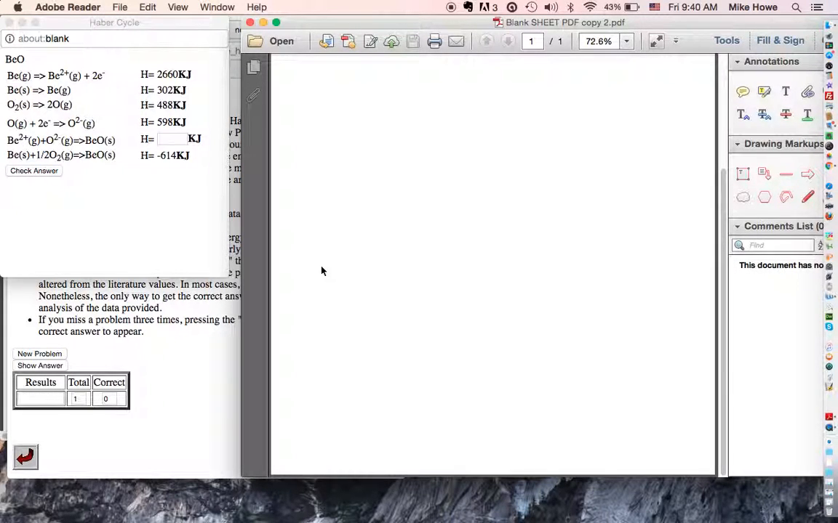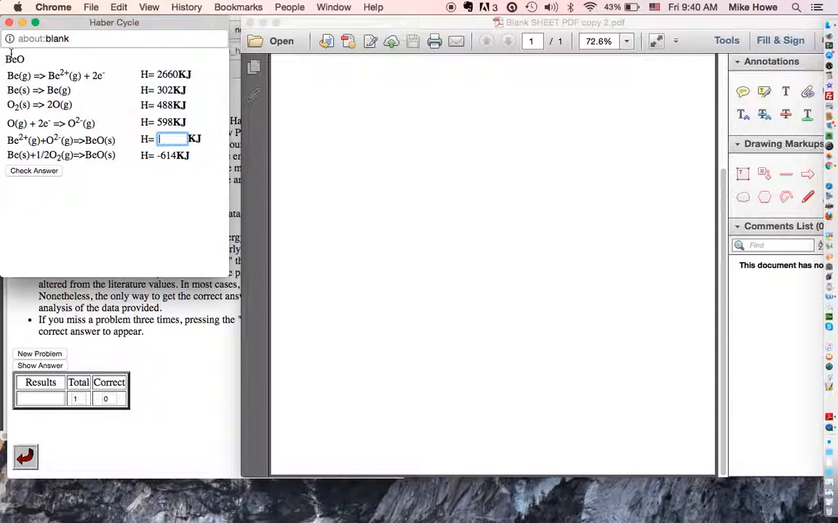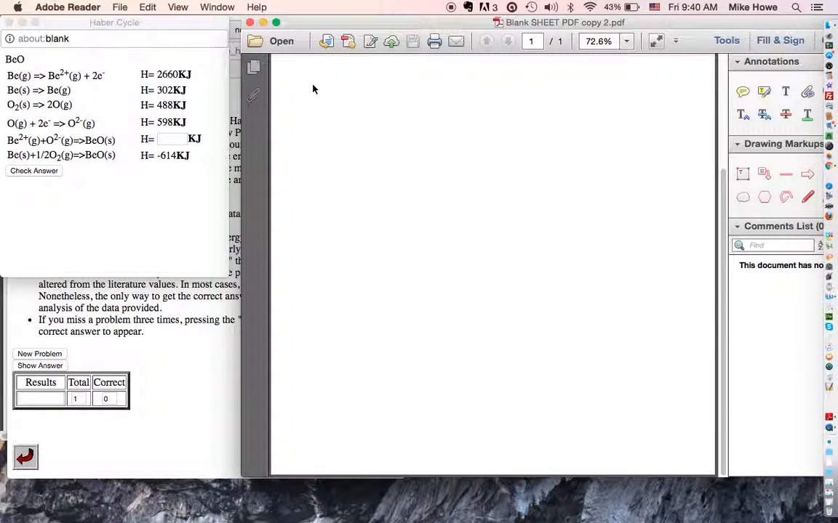Here's a quick overview of how to do these problems. In this problem, we've got beryllium oxide we're trying to make. Beryllium has a +2 oxidation state because it has 2 valence electrons. So Be is +2. And oxygen has 6 valence electrons, so it's going to have a -2 oxidation state.